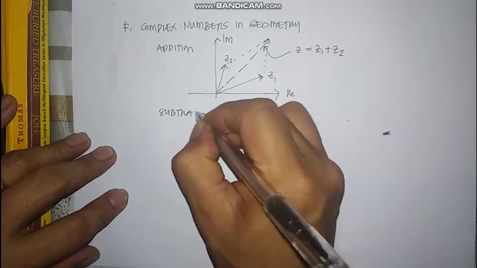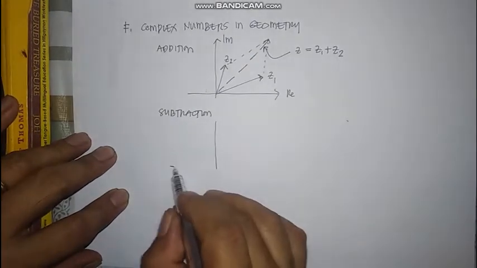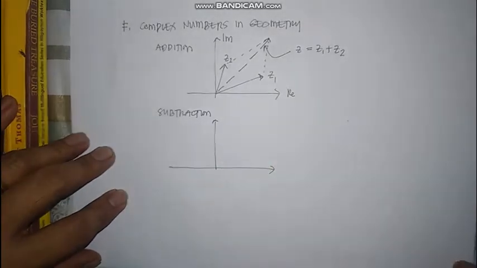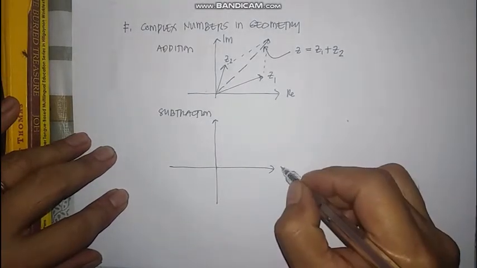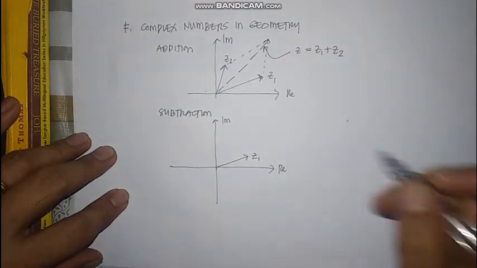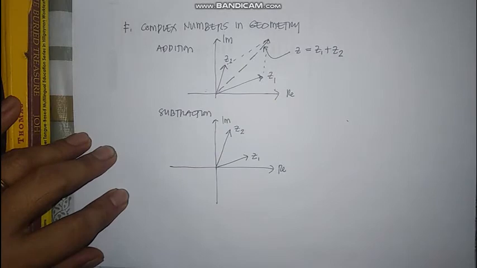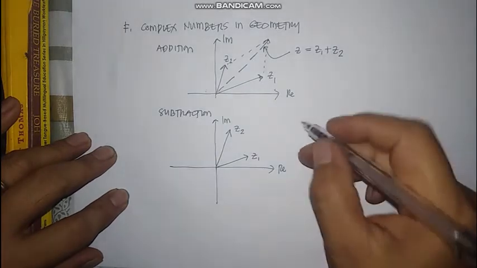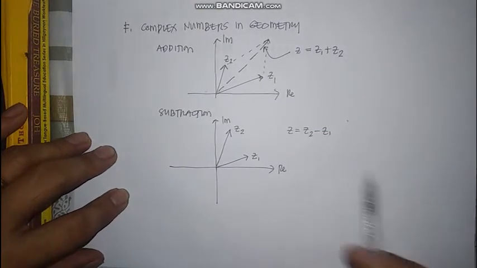Now, how do we represent subtraction in geometry? Again, we will draw the complex numbers in the Argand diagram. You have here your real axis, and this will become your imaginary axis. So this is your first complex number, Z1, and then your second complex number denoted by Z2. Now, what if we are going to subtract Z1 from Z2? What will be the resultant?